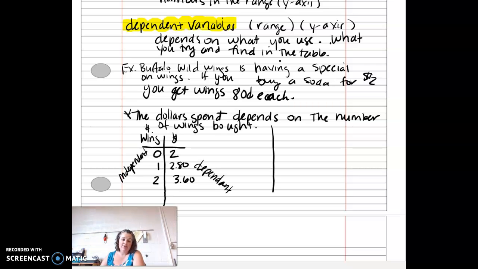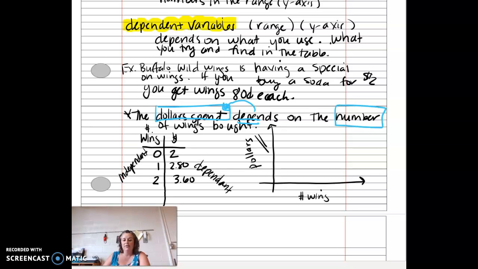And so if I were to graph this, I always put my independent on the x-axis. So I'm always going to put my number of wings. What am I using? And what am I trying to find? What am I interested in? I'm looking at my dollar amount, so that goes on your y-axis. And even if you look at your sentence here, the dollars spent depends, it even tells you your dollars depend on the number of wings. So the dollars spent is your dependent and your number of wings is independent.